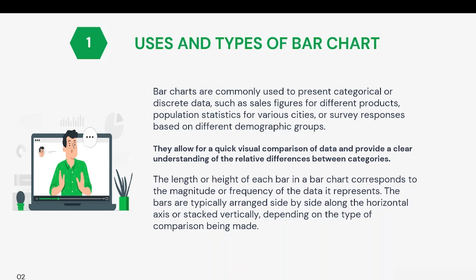The length or height of each bar in the bar chart corresponds to the magnitude or the frequency of the data it represents. The bars are typically arranged side by side along the horizontal axis or stacked vertically, depending on the type of comparison being made. Let's go to our Excel file to understand the bar charts.